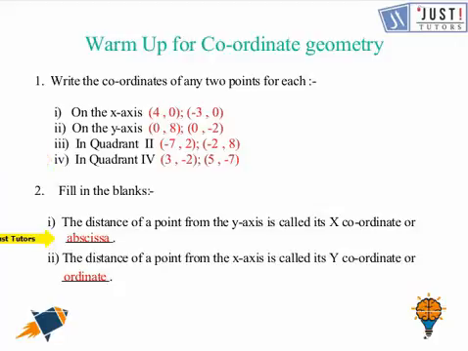Now let's see how to complete these given blanks. The distance of a point from the y-axis is called the x-coordinate or abscissa. For the second one, the distance of a point from the x-axis is called the y-coordinate or ordinate. If your answers are correct, it's really wonderful. Let's learn more about coordinate geometry.